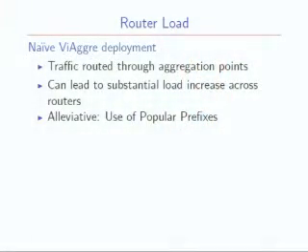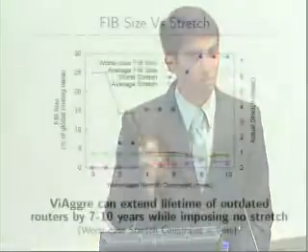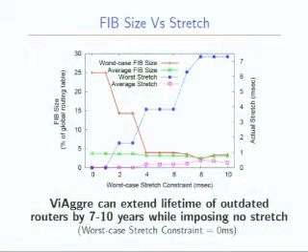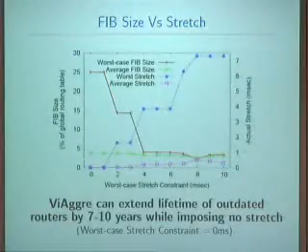Now, in its naive form, ViAggre requires traffic to be routed through an aggregation point, which, as I mentioned, can impose load on the ISPs. Yep. So this is a zero stretch. I should have clarified. Zero stretch means that if you're taking a hop within the pop, that is 0. Okay, within a pop. Within a pop, and as it turns out, number of routers within a pop. So I should have clarified.